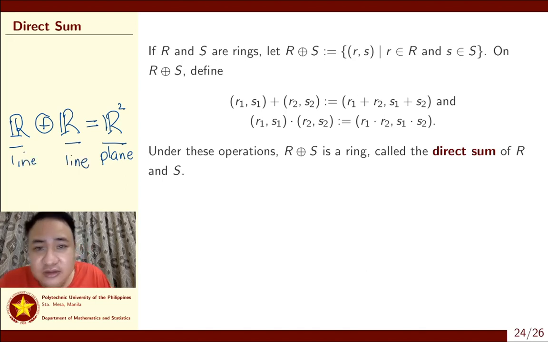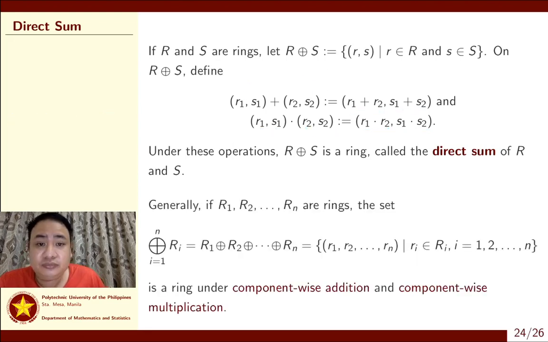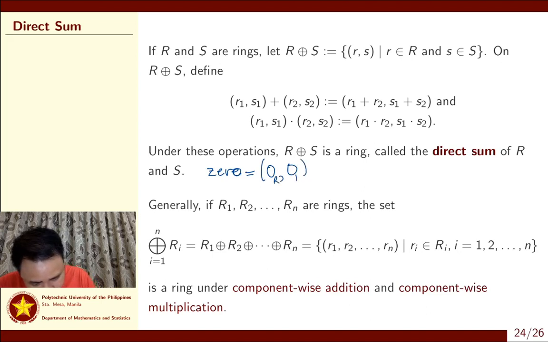So, paano yung addition dito sa direct sum? Pag nag-add ka ng dalawang pairs, i-add mo lang sila component-wise. Yan. Pag nag-multiply ka, component-wise din. Ang tawag yung component-wise addition at component-wise multiplication. Ang 0 ng ring na ito pala, sorry, nakalimutan ko, ang 0 niyan, syempre, ay (0, 0). Pero take note, itong unang 0 ay 0 ng R, yung pangalawang 0 ay 0 ng S.